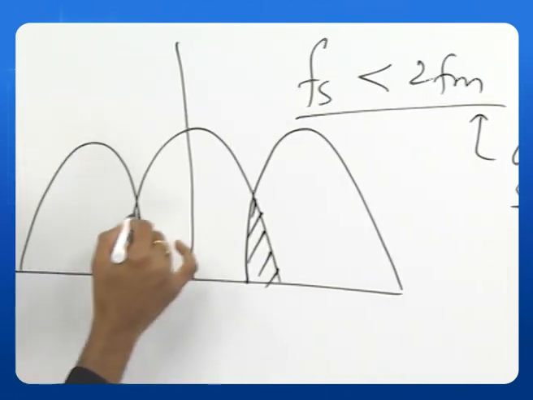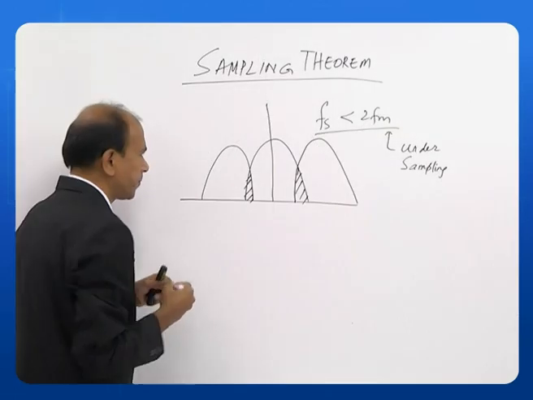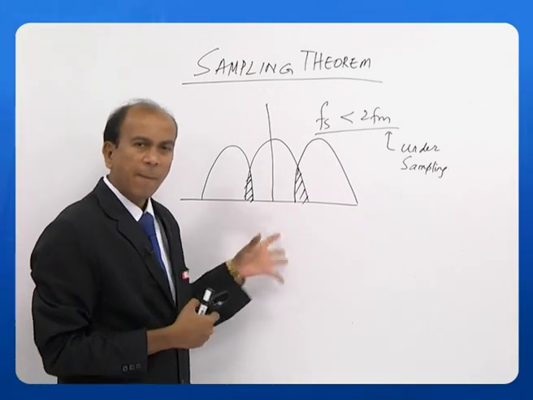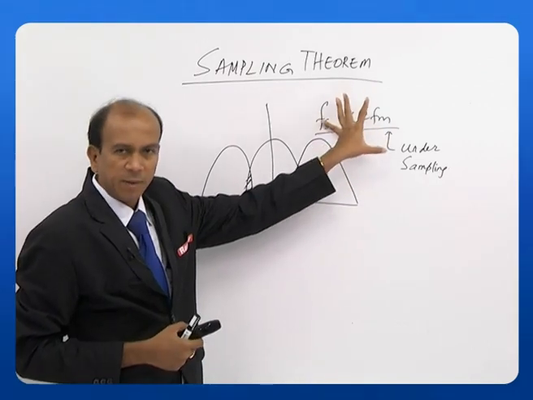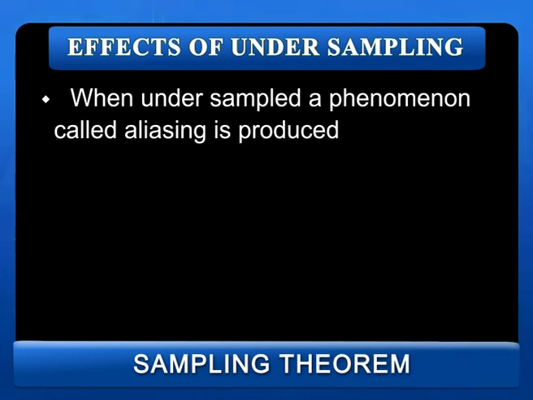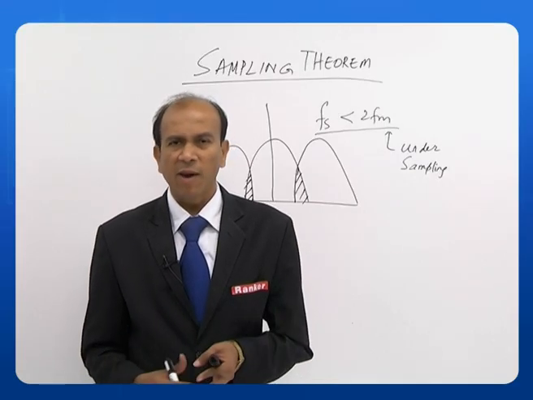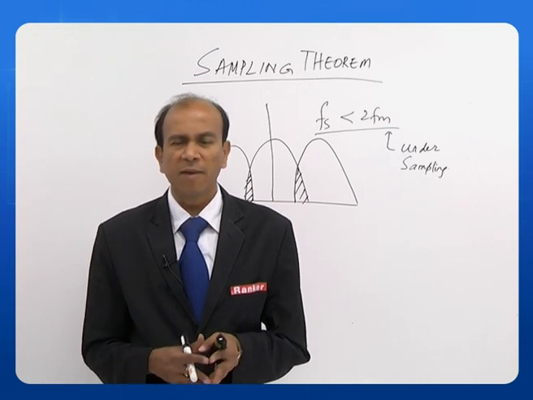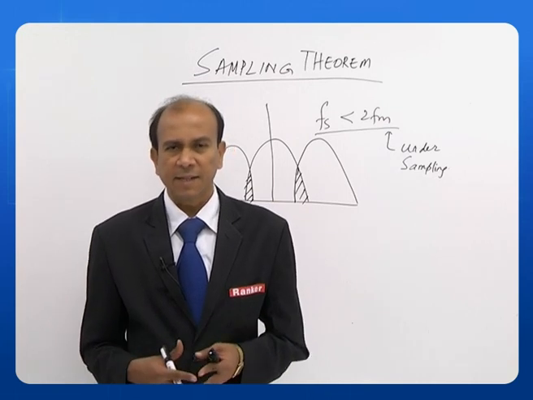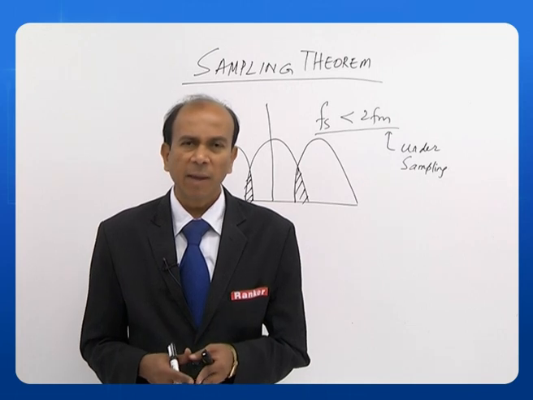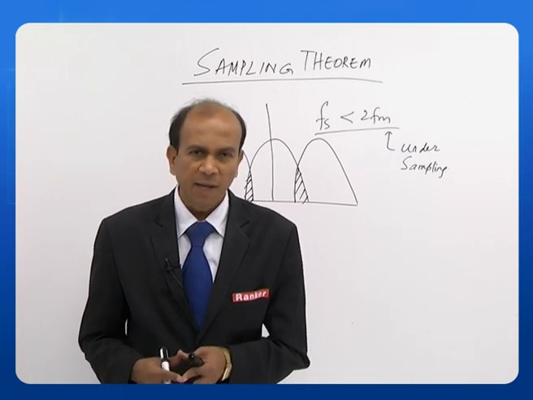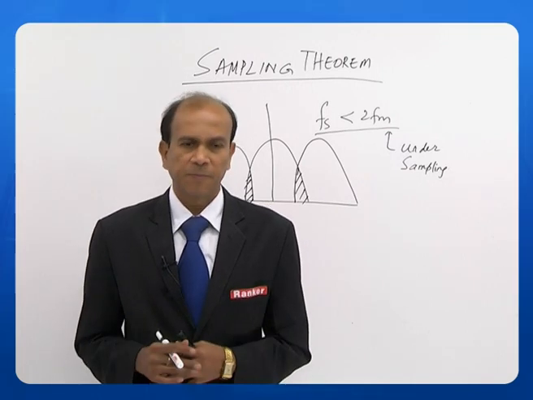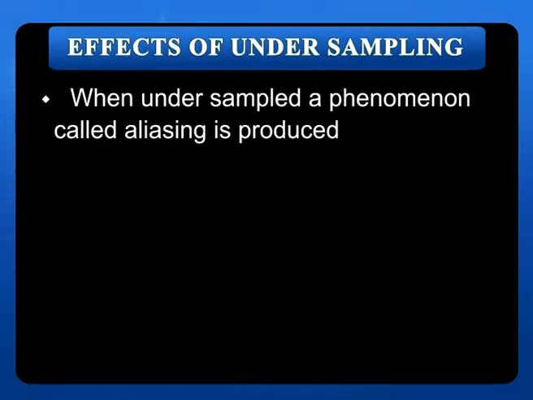Similarly, here also there will be an overlap. This overlap happens when I do undersampling. When undersampled, a phenomenon called aliasing is produced. That means this form of overlapping is known as aliasing. When aliasing happens, we will have a distortion. Let us see what this phenomenon is.